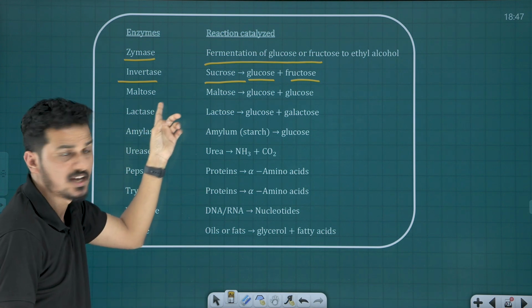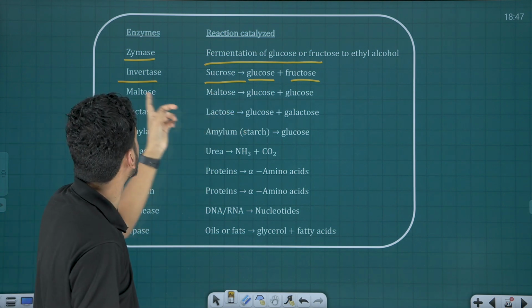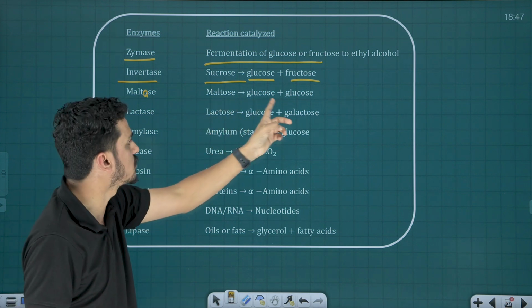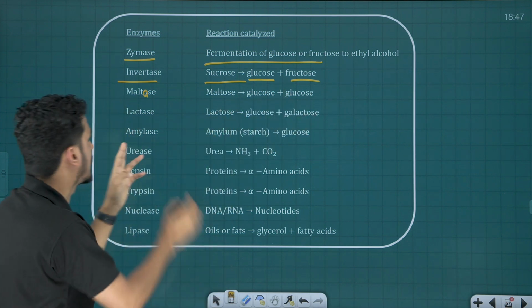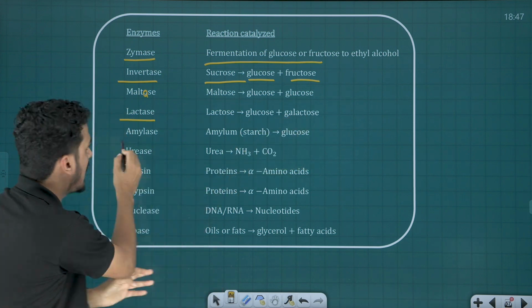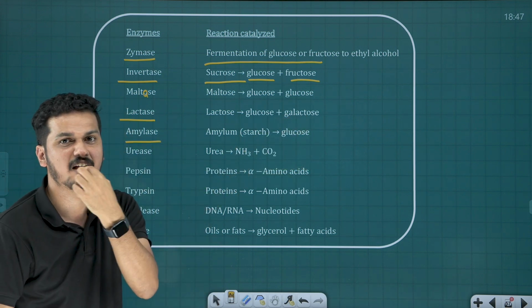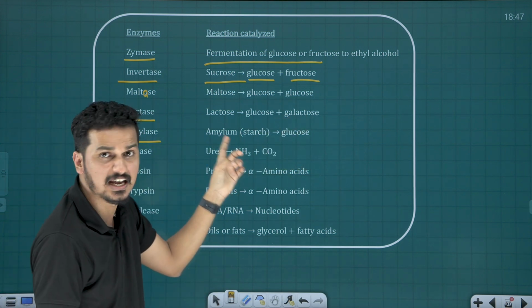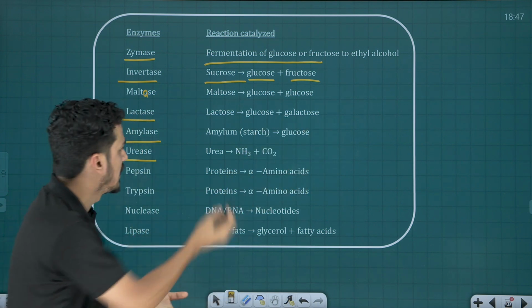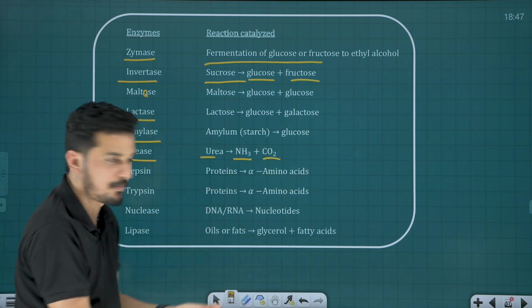Then maltose is converted by the enzyme maltase, which converts maltose to glucose, two molecules of glucose you will get. Lactase converts lactose to glucose and galactose. Amylase is present in our saliva, and it converts starch into glucose. And urease will convert urea into ammonia and carbon dioxide.